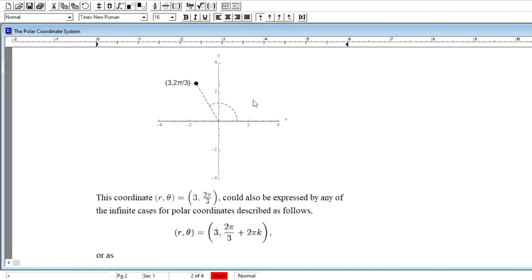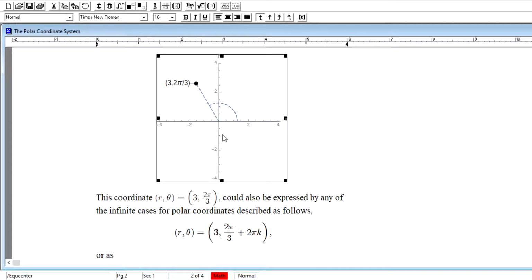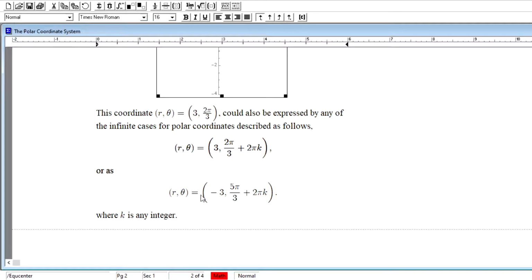All right, notice 5 pi over 3 is actually the angle measurement forming here down into quadrant 4, where if we think about this radial arm forming this angle measurement 5 pi over 3 in this illustration, we would actually be back in the negative direction 3 units to describe this location here. All right, that's what's being described with this description here where r is negative 3 in value.